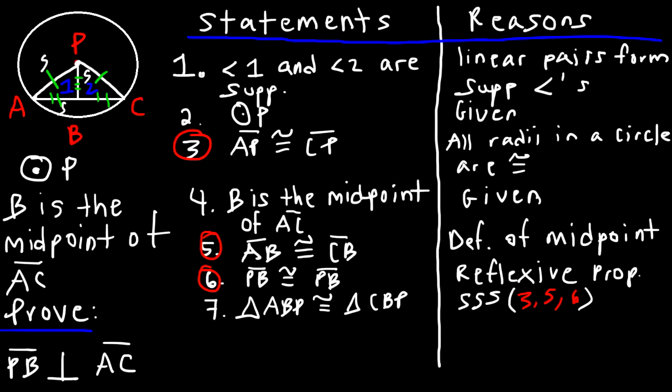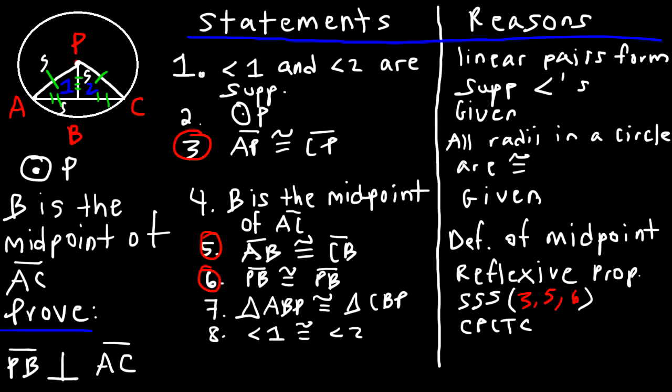So now that the two triangles are congruent, we could set any two corresponding parts congruent to each other. And angle 1 and angle 2 are corresponding angles. So therefore, in statement 8, we could say that angle 1 is congruent to angle 2 based on CPCTC: corresponding parts of congruent triangles are congruent. So now we can move on to statement 9.